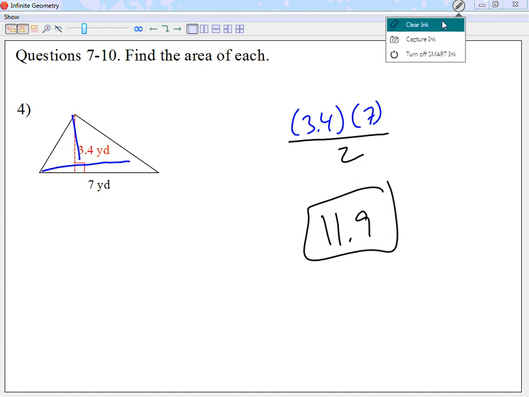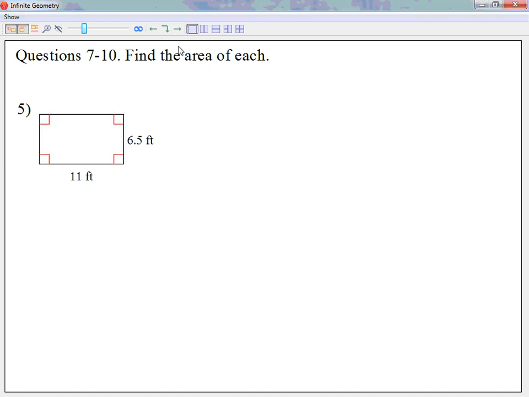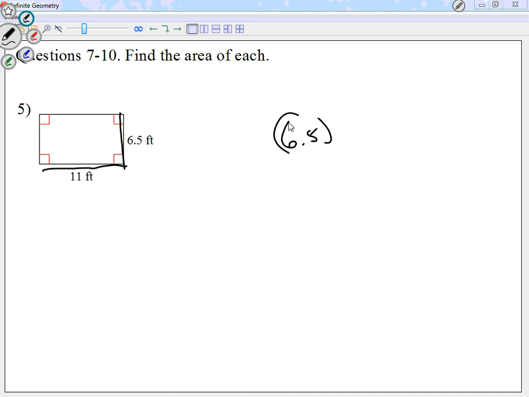When it comes to a rectangle, you just multiply the two numbers across 90 degrees. I see a 90-degree symbol here. It is made by 6.5 and 11. So I'm just going to go 6.5 times 11. There's no dividing by 2 on this one. It's just 6.5 times 11. And I get 71.5.